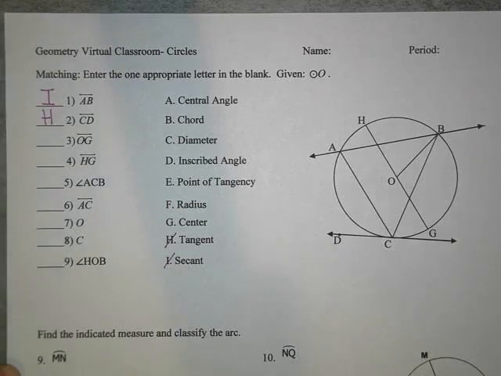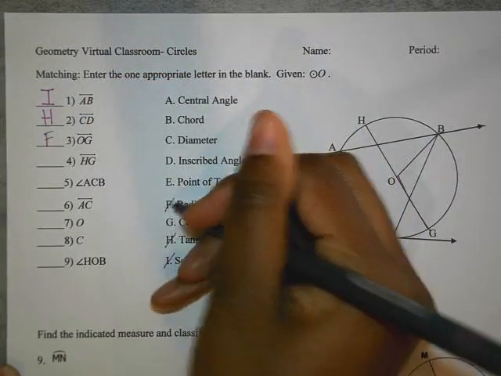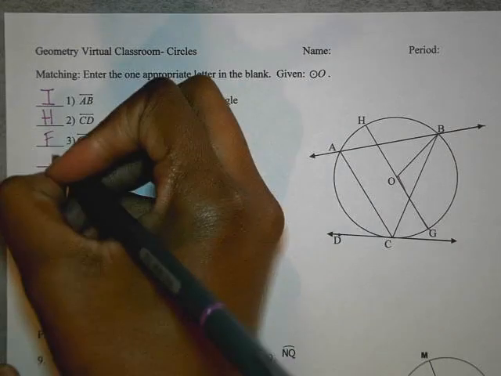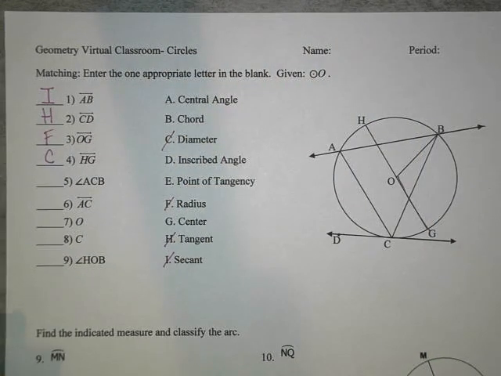OG is a radius right here from the center to one part of the circle. HG is a diameter. It goes through the center and it touches both sides of the circle. So that is letter C, diameter. And on your paper, you don't have to write out all these words. If you want to just write number 1, A or I, number 2, H, 3, F, that's perfectly fine, as long as I can see that you're following along.